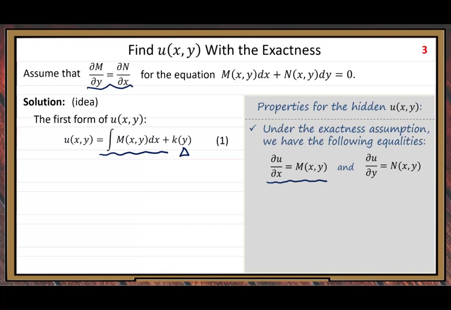Then next we have the second partial derivative, so we can take the integral with respect to the y variable.